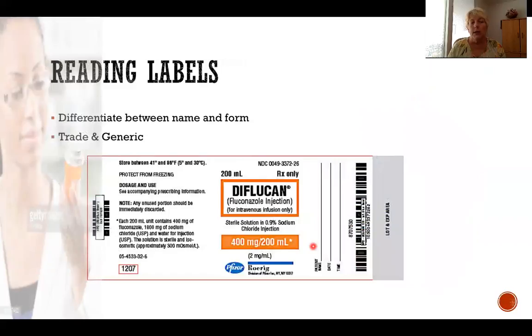So going on to reading a label, there's a few things that I want to make sure that you're very clear about. There is a difference between the name and the form of the medication, even though it may be listed on the label side by side. So the trade name in this case is Diflucan. And this is always capitalized. The generic name is fluconazole. Fluconazole is an antifungal medication.